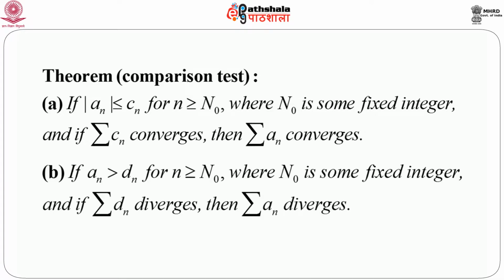Similarly, we can think of the same kind of test to find the divergence of a series. That is, if a n is greater than d n for all n greater than or equal to capital N naught, where capital N naught is some fixed positive integer, and if summation d n diverges, then summation a n diverges. It is important to mention that here we consider only series that consist of non-negative terms. These two theorems will be used subsequently to prove the two main tests that we are going to discuss today.